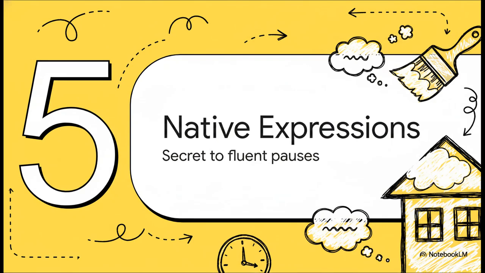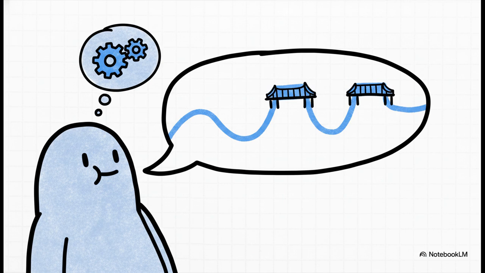Section 5. Sounding like a native, the secret to fluent pauses. Now we're going to add the final coat of paint to our house by mastering the art of the pause. And honestly, this is something textbooks almost never teach you. Look, even native speakers don't speak perfectly without stopping. We all need a split second to think about what we want to say next. The secret isn't never pausing, it's how you pause. These fluency fillers, like, to be honest, or basically, are going to be your new best friends. They let your brain think of the next word without breaking your rhythm.